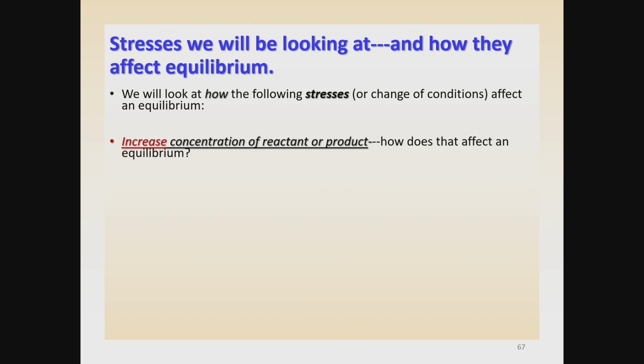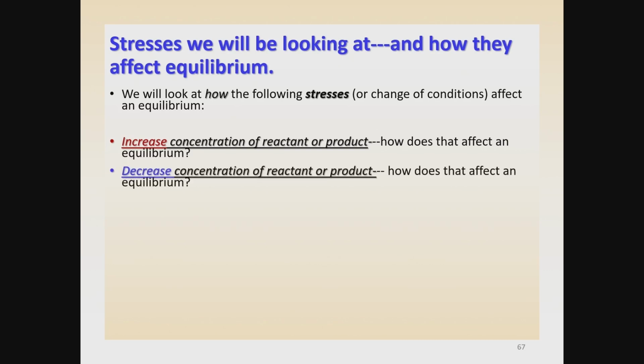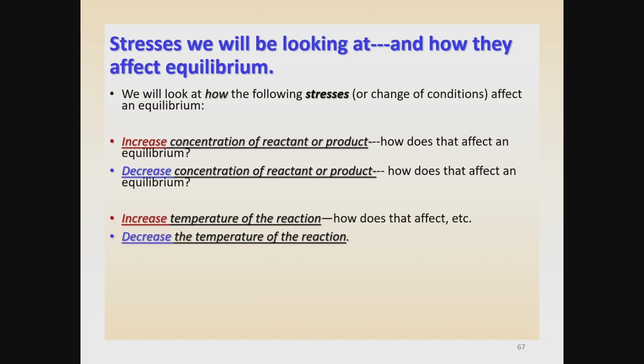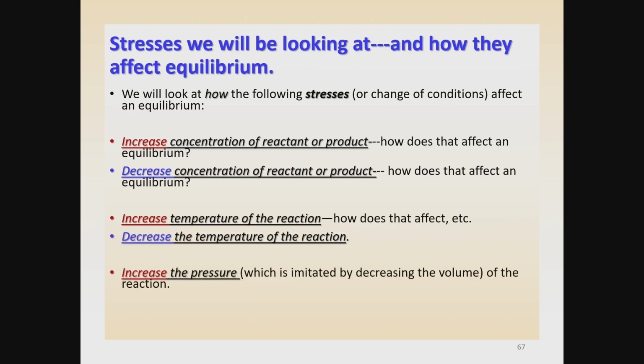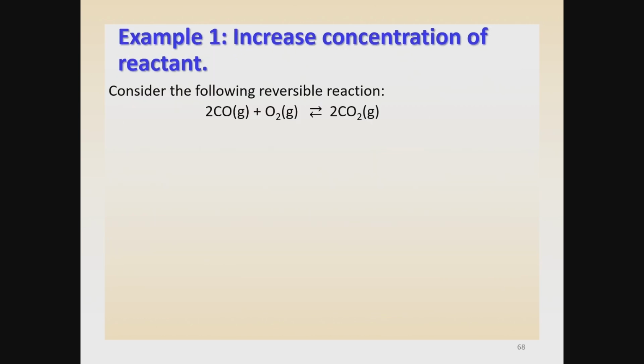One stress we're going to expose an equilibrium to is increased concentration of reactant or product, and see how that affects the equilibrium. Another example we'll look at is decreasing the concentration of reactant or product. Another possibility is that you have a reversible equilibrium, and we're going to see what the effect of increased temperature has on that equilibrium. And then we'll also look at the effect of decreased temperature. Another possibility is you'll have a reversible equilibrium, and you're looking at how increasing the pressure affects the equilibrium, or decreasing the pressure. I think the best way to understand Le Chatelier's principle is to do a lot of examples.